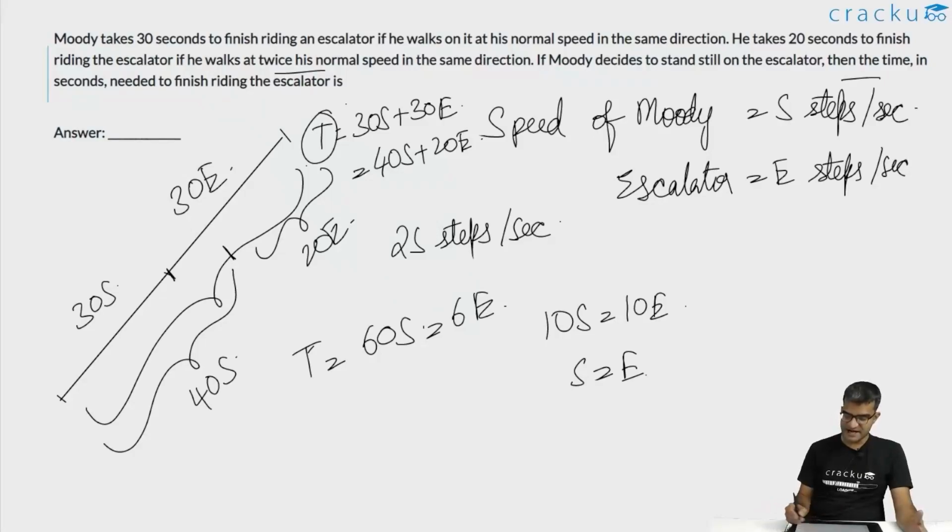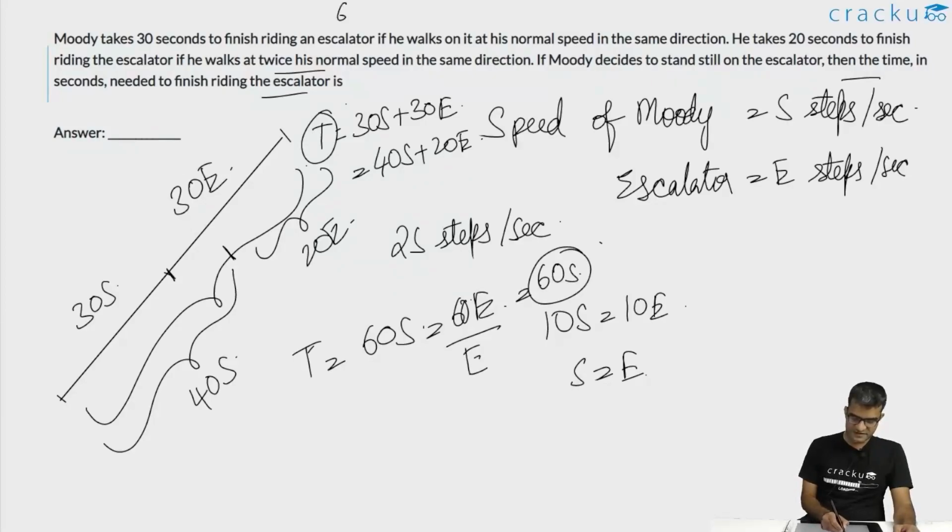Now if he is just standing on the escalator, he is not moving, and he is just going forward because of the escalator, the time that he takes to finish riding the escalator will be 60e divided by e, which is equal to 60 seconds. So the answer for this question is 60.